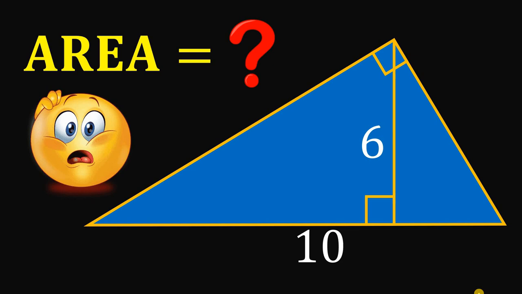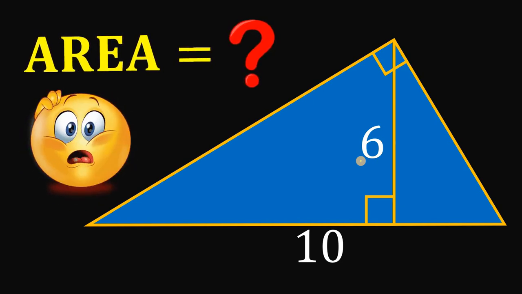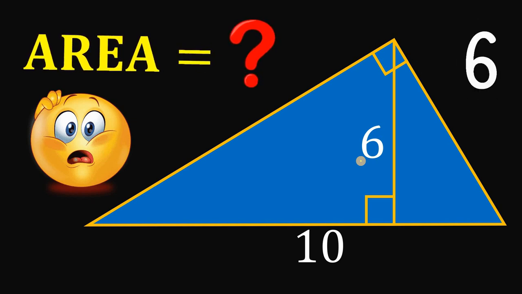Don't watch this video until you have an answer. So here's the question. Given this right triangle with a hypotenuse of 10 and the height of 6, what is the area of this triangle? Now you can pause this video if you want to give this problem a try.